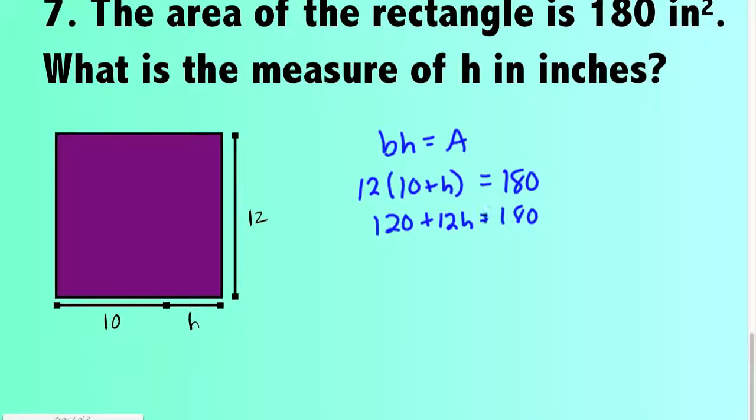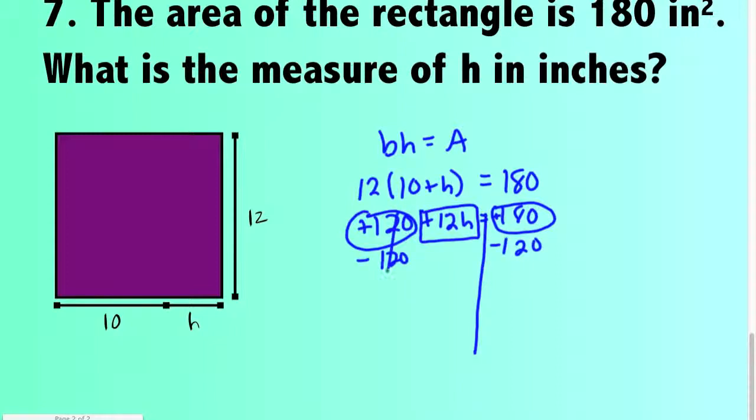So draw our wall, and we're first going to do addition or subtraction. This is a positive 120, this is a positive 12h, and this is a positive 180. We need to get rid of our 120 and put it to the other side. The opposite of addition is subtraction, and we do it to both sides. So these cancel out. You're left with 12h equals 180 minus 120, which is 60.